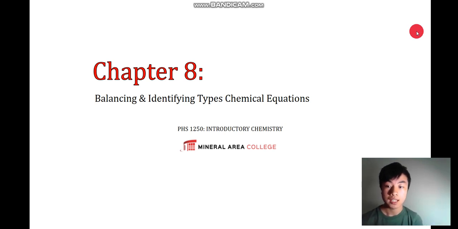This is Chapter 8, Balancing and Identifying Types of Chemical Equations, Introductory Chemistry at Mineral Area College.